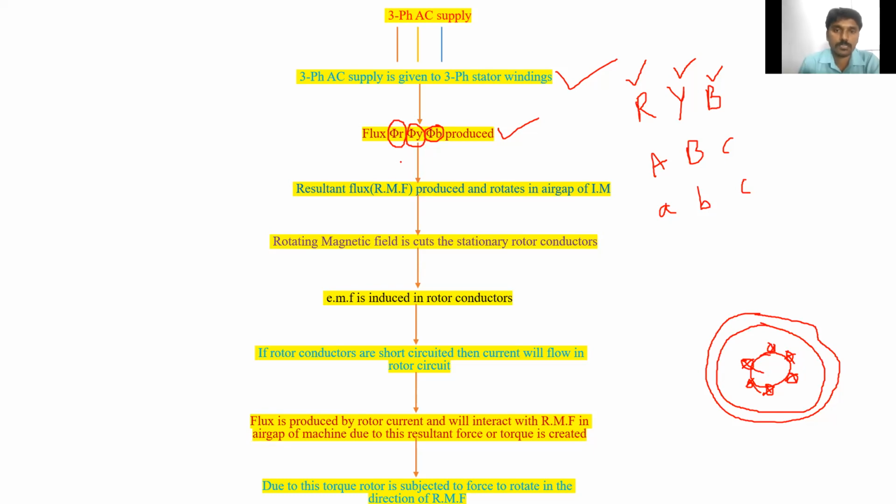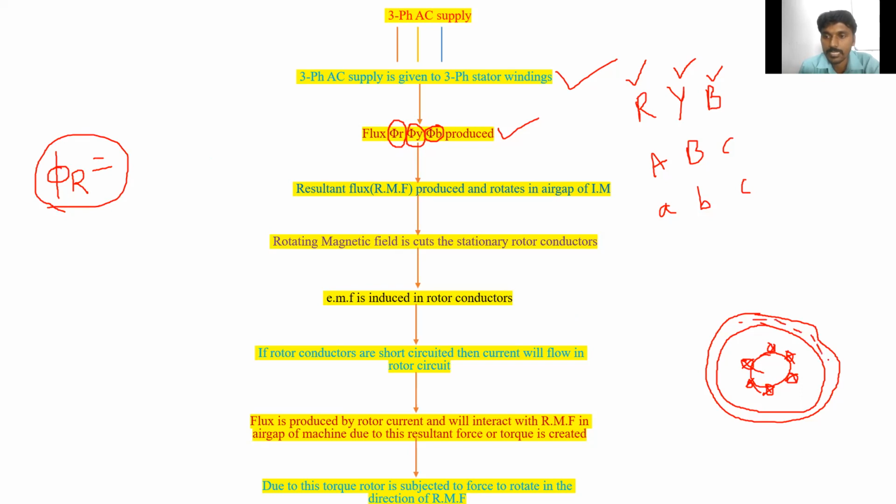Whenever these fluxes are produced by each winding, then by these three fluxes, one resultant flux will be produced or developed, that is represented by phi r. How is the resultant flux produced? The combination of these three fluxes. We will have some derivations. I think you have studied in the electrical machine subject. So by interacting these three fluxes, one resultant flux will be developed, and this resultant flux rotates in the air gap of the machine.